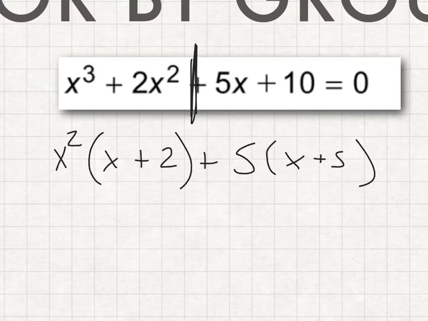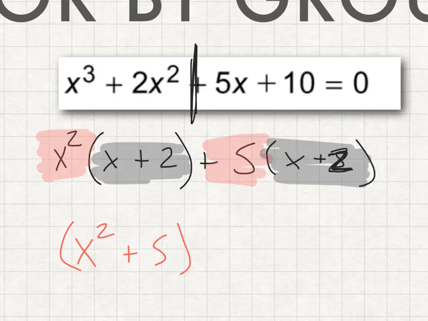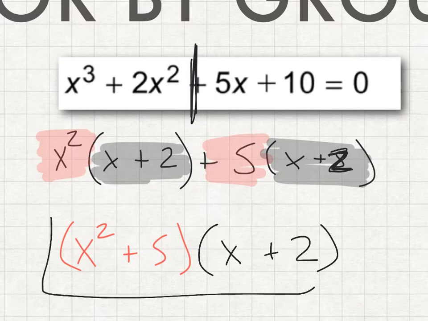X plus 2. Now we're going to take what we pulled out in both of them and make it into its own parentheses. So we have x squared plus 5 in one parentheses, and then we keep this as our second parentheses. Yes, this is supposed to be x plus 2. So our second parentheses is x plus 2. So our final answer is x squared plus 5 times x plus 2.